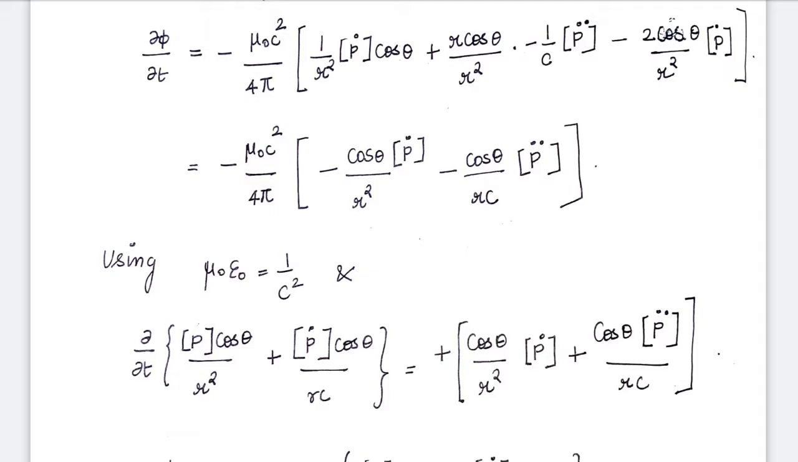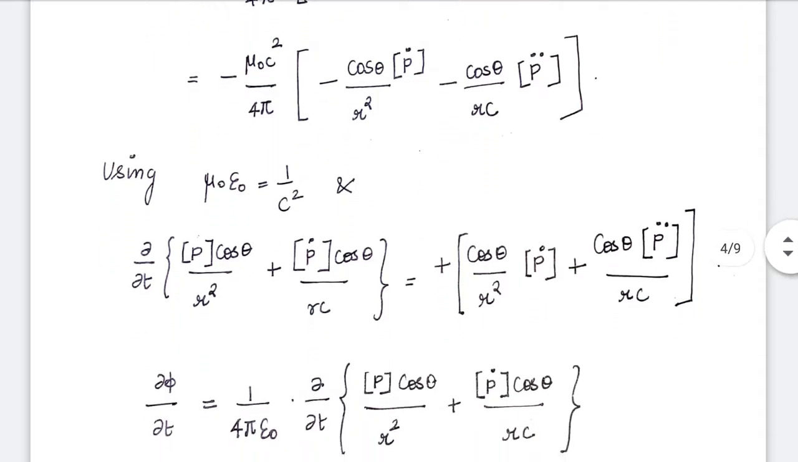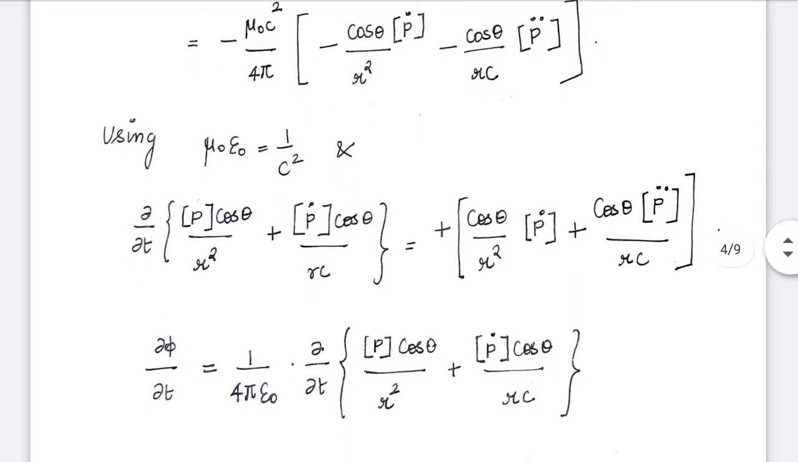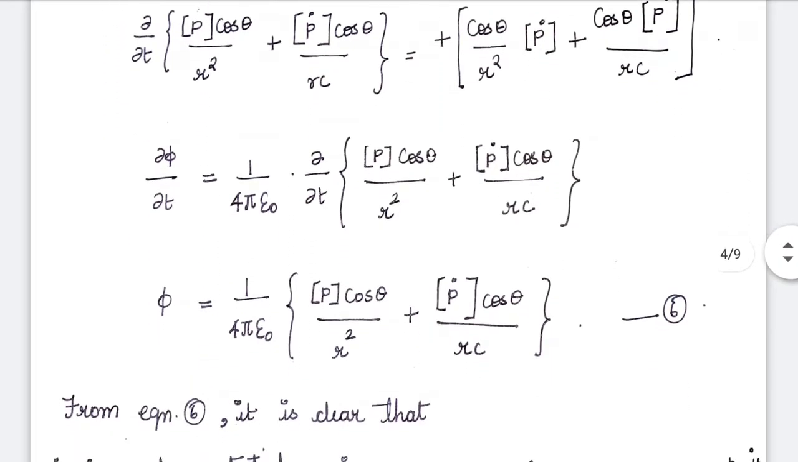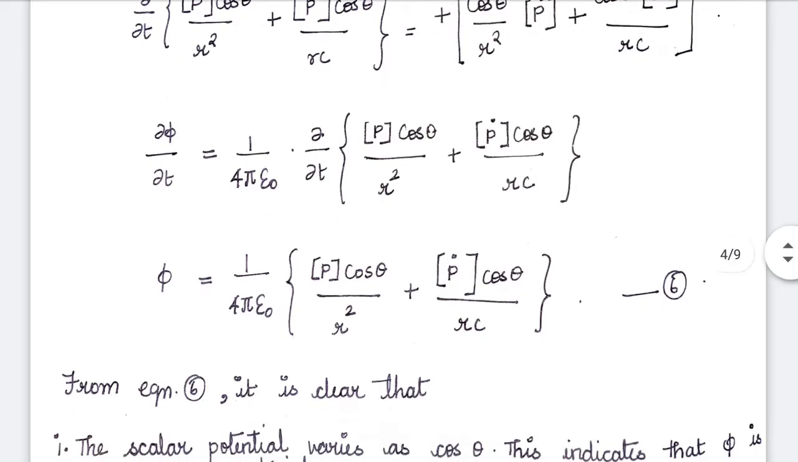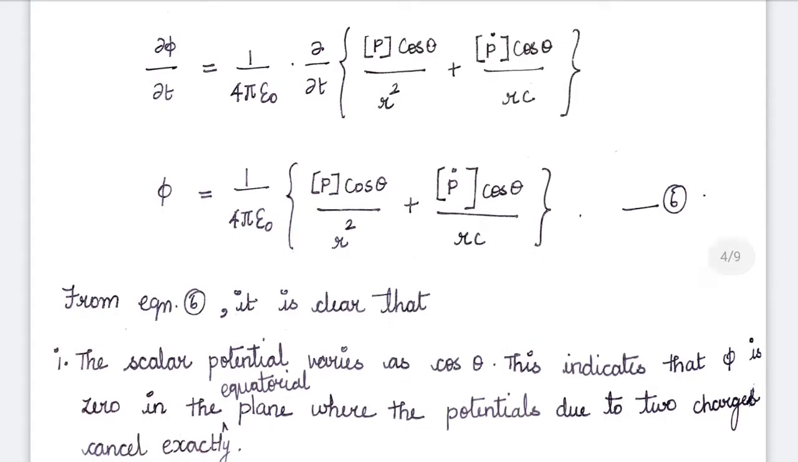On simplifying and substituting the value mu naught epsilon naught equal to 1 by c square, we find that dou by dou t of (P cos theta by r square plus P dot cos theta by rc) is equal to cos theta by r square into P dot plus cos theta P double dot by rc. In the above equation, we get dou phi by dou t is equal to 1 by 4 pi epsilon naught dou by dou t of (P cos theta by r square plus P dot cos theta by rc). So on integrating this, we get phi is equal to 1 by 4 pi epsilon naught (P cos theta by r square plus P dot cos theta by rc).